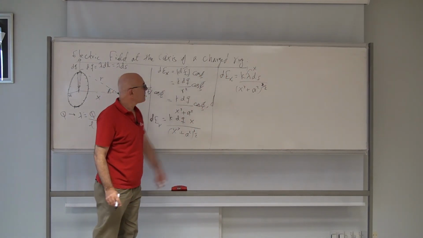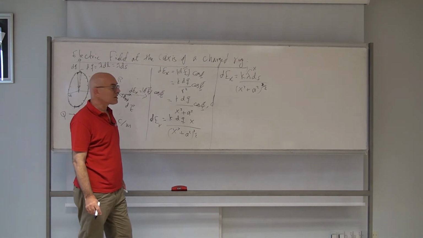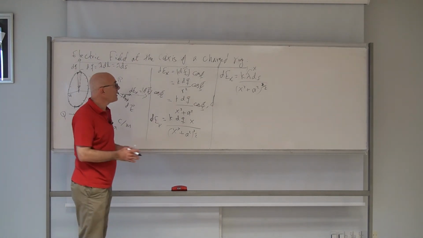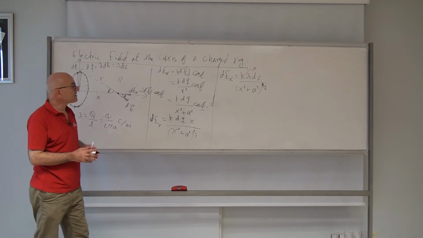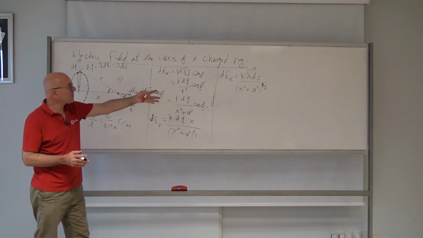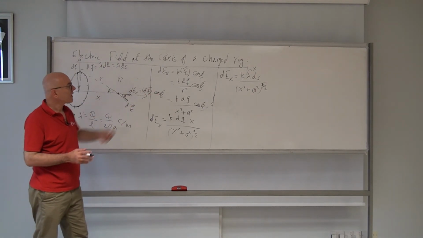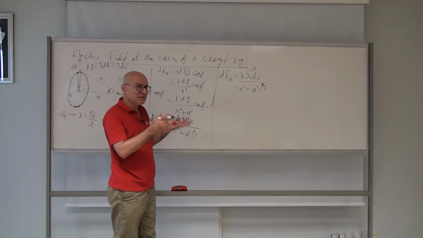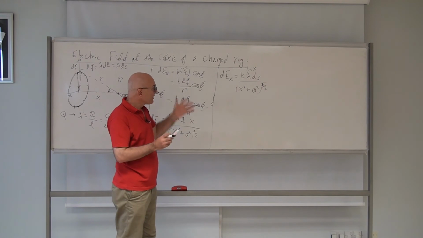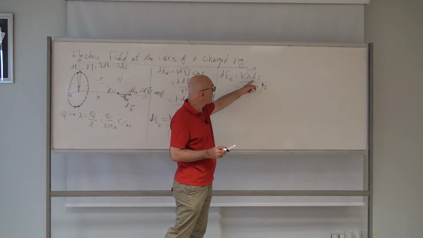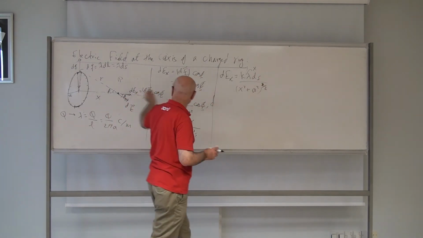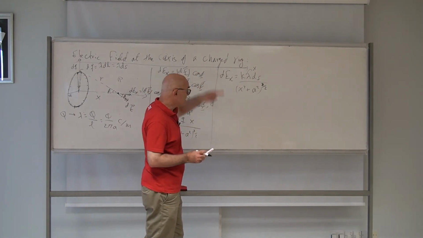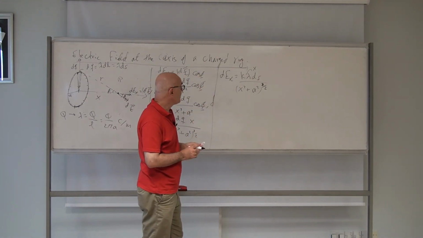Kx lambda ds over x square plus a square to the power 3 over 2. This is my expression for dx with dq expressed in terms of the charge density. Well, here comes the hint now. This is dx. I want to integrate now. Here, of course, once you see this, you get a hint about what is your integration variable. It seems that it is s. It's the coordinate along the ring.